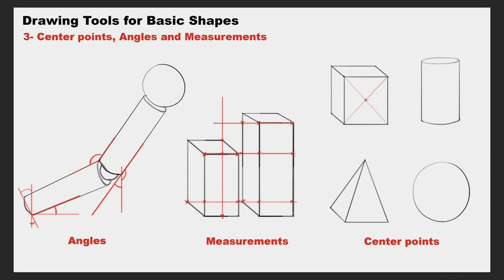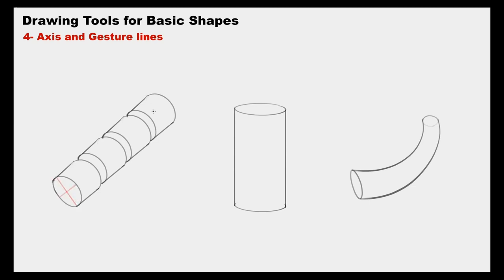As for the center points, they are used as a reference to help with attaching the connecting parts to the main parts. For example, it's much easier to connect the neck of an animal to the torso if you know each shape center point. The fourth tool is axis and gesture line.